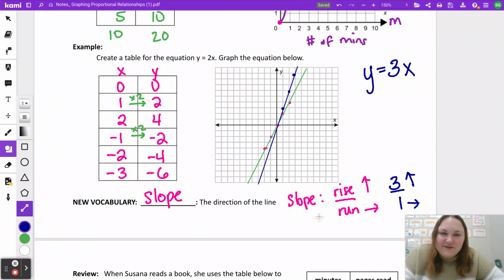So it would look different because your line would be a little steeper. It would be a little more higher or up and down.